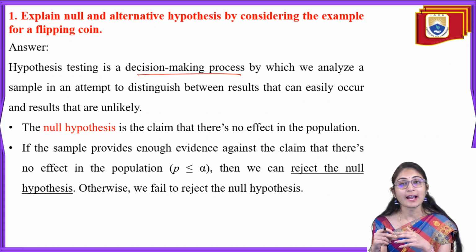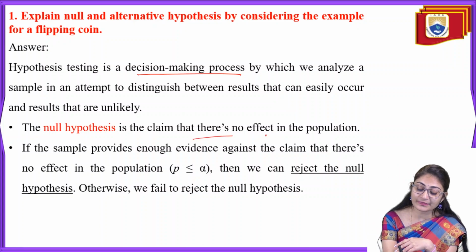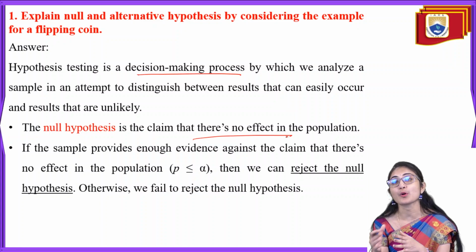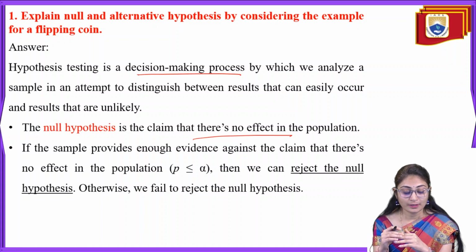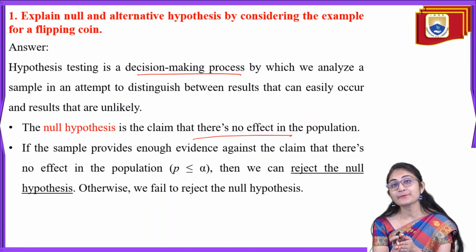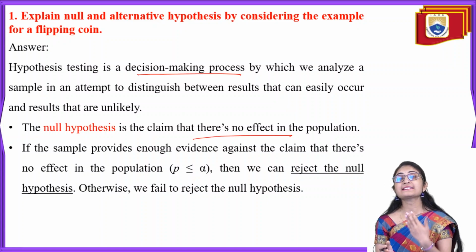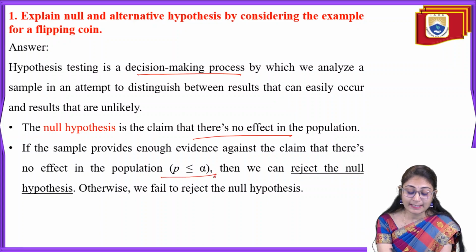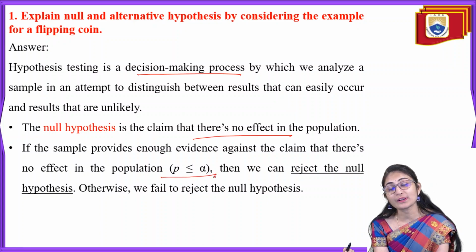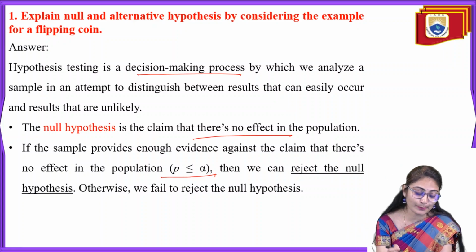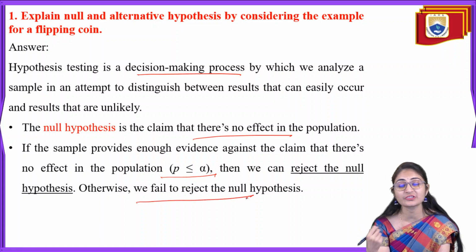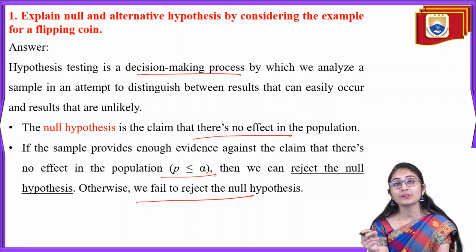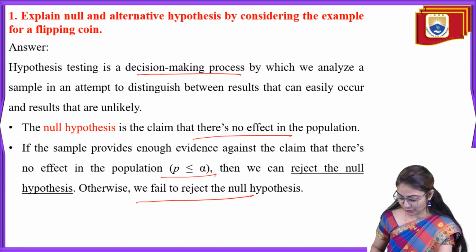So the null hypothesis is the claim that there is no effect in the population. If the sample provides enough evidence against the claim that there is no effect in the population, that means P is less than or equal to alpha, then we can reject the null hypothesis. Otherwise, we fail to reject the null hypothesis. So whenever we are talking about the null hypothesis, that means there is no effect in the population.